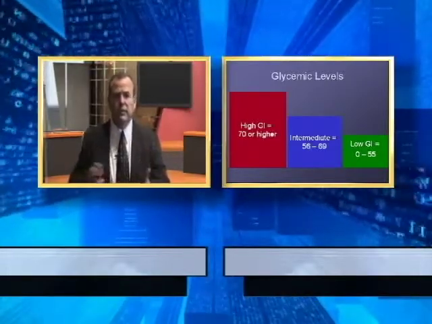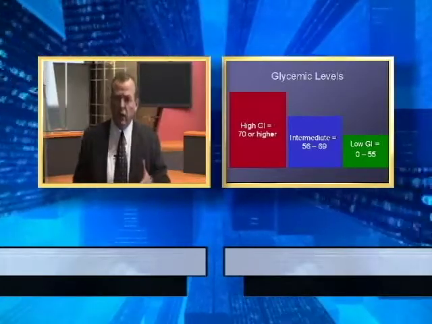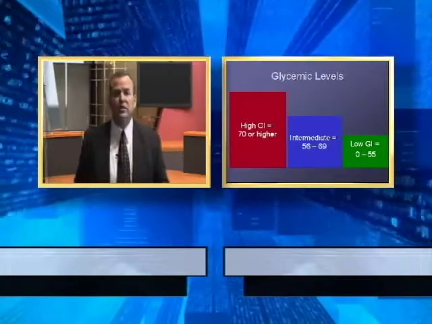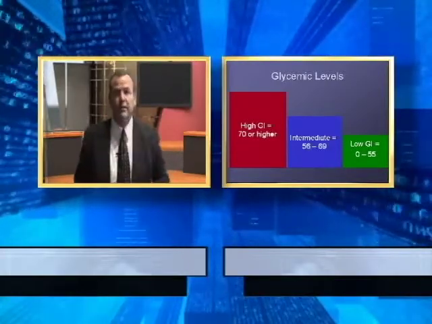Intermediate is between 56 and 69, and lower glycemic is 55 and below. Our goal is that you actually stay in the 55 and below area, because it manages your blood sugar and manages how much fat you actually put away into your fat storage. It is really, really important.